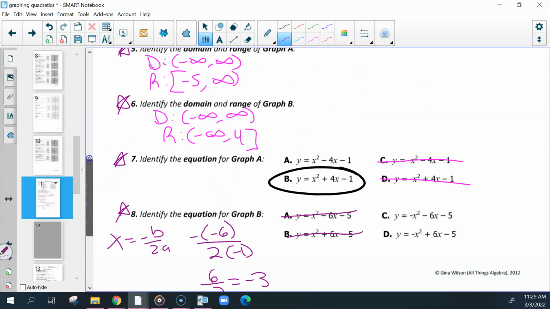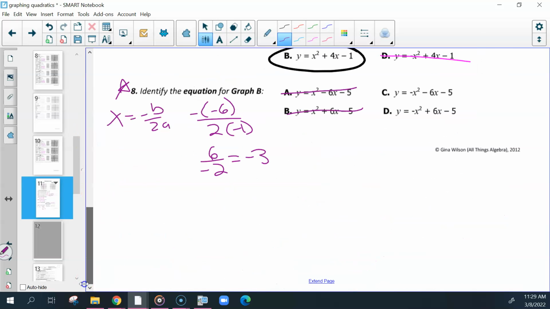Going back to our axis of symmetry, this was positive, so that could not be our answer. Questions on 8?